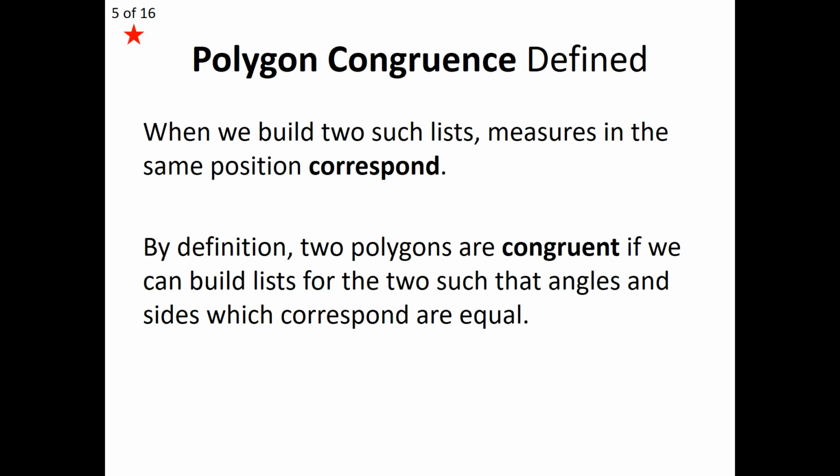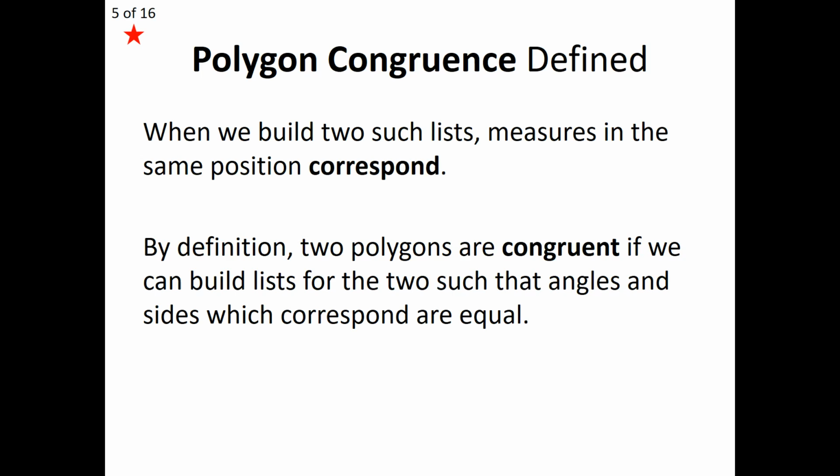Let's give this term a precise definition. Before we get into it, let me introduce a word called correspond or corresponding. Let's say we build two such lists. We have a list for one polygon and a list for the other. When the measures are in the same position, we say that they are corresponding. In other words, in our diagram, angle A and angle P correspond with each other because they were in the same position. Now we have this new term, correspond or corresponding, so let's use that in our definition for the word congruent.